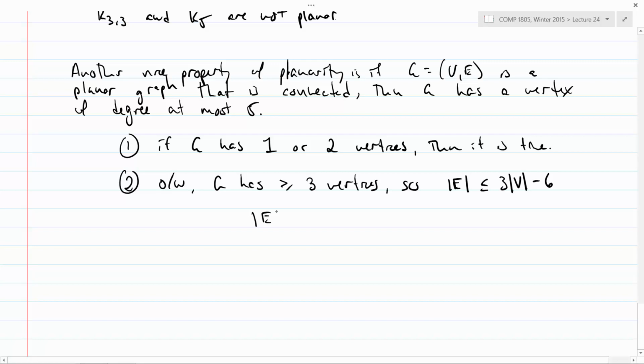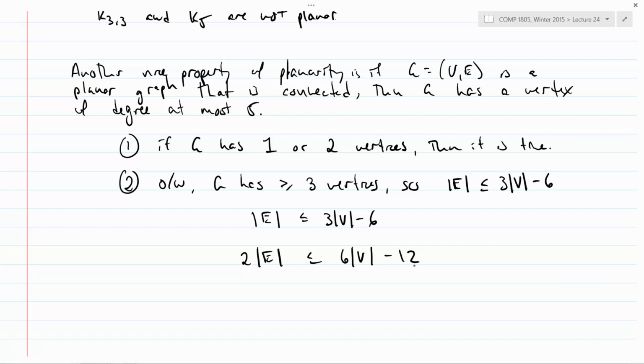So I have this inequality here, and I'm going to multiply both sides of that inequality by 2. So 2E is less than or equal to 6V minus 12. And that's kind of weird. Why might I want to do that? Where have we seen something before? We've seen the 2E before, right? We know that 2E is equal to the sum over all vertices of the degree of the vertex.